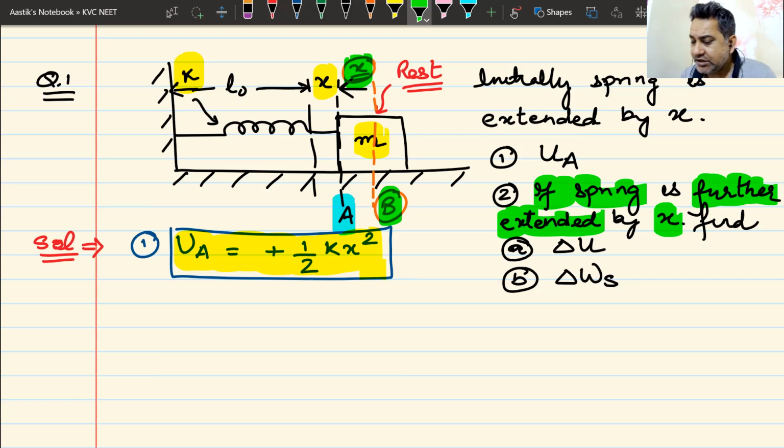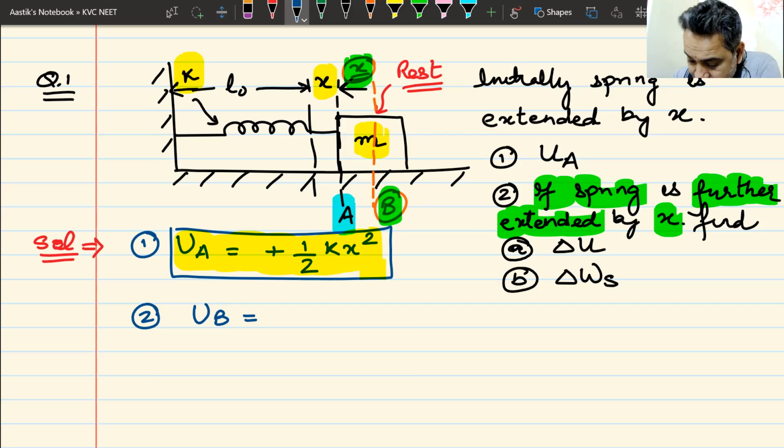I have to find the change in gravitational, not gravitational, spring potential energy. How do I do it? It's very simple. I just write the formula. What is the energy in the final position UB? Now remember, I have to find out the energy in the final position. I have to find out the total extension in the spring. In this particular case, this total extension becomes 2 times X, 2X.